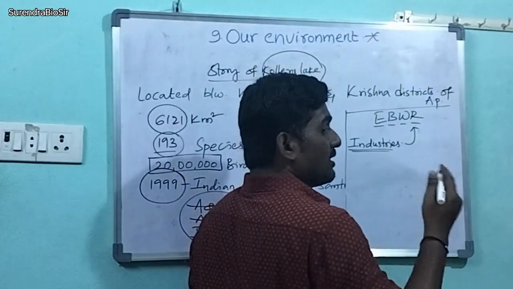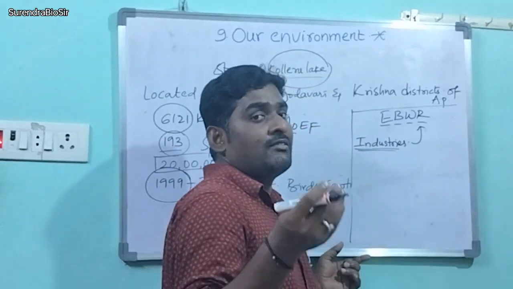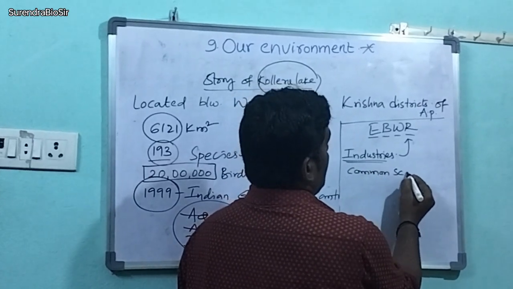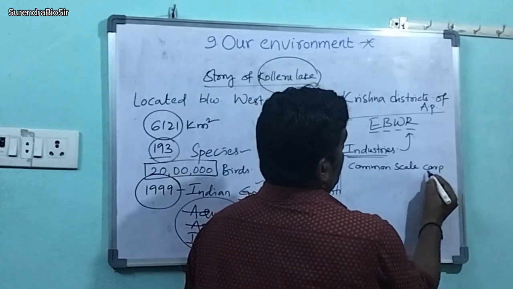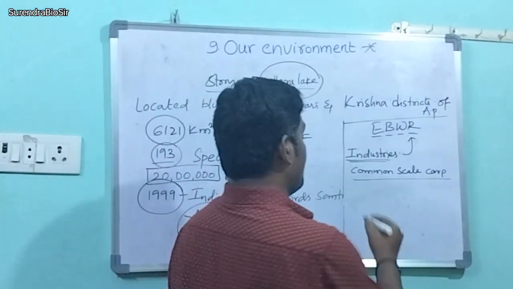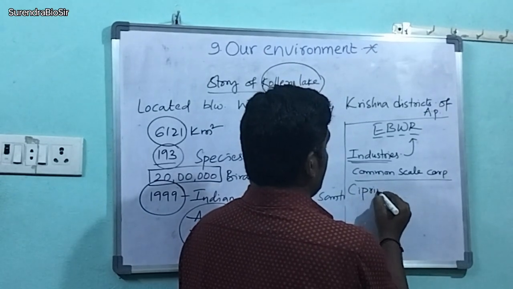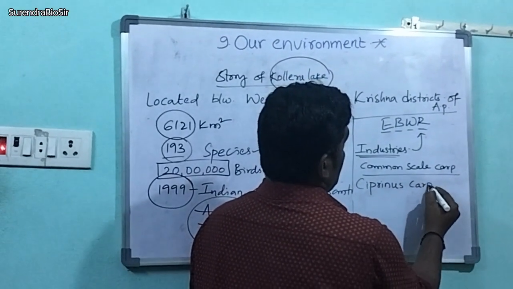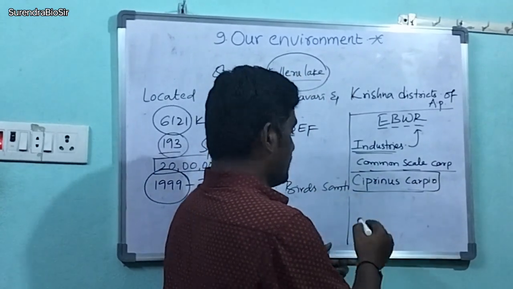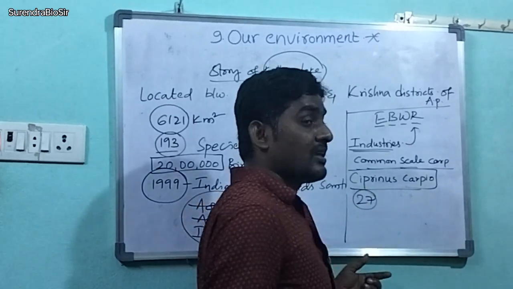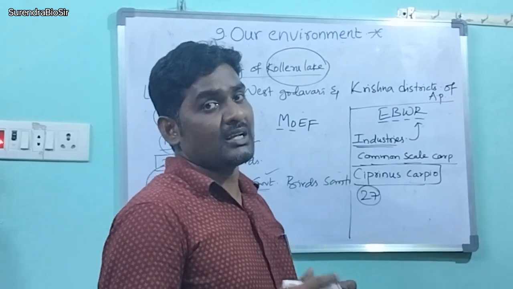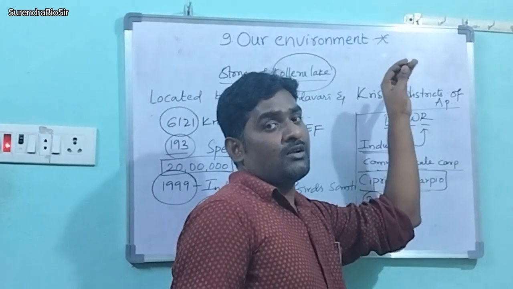What problem? Here, biologists and ecologists selected one fish. What is that fish name? Common scale carp. The scientific name of this common scale carp is Cyprinus carpio. They selected this fish, collected 27 samples, and observed the concentration of metals in this EBWR water.